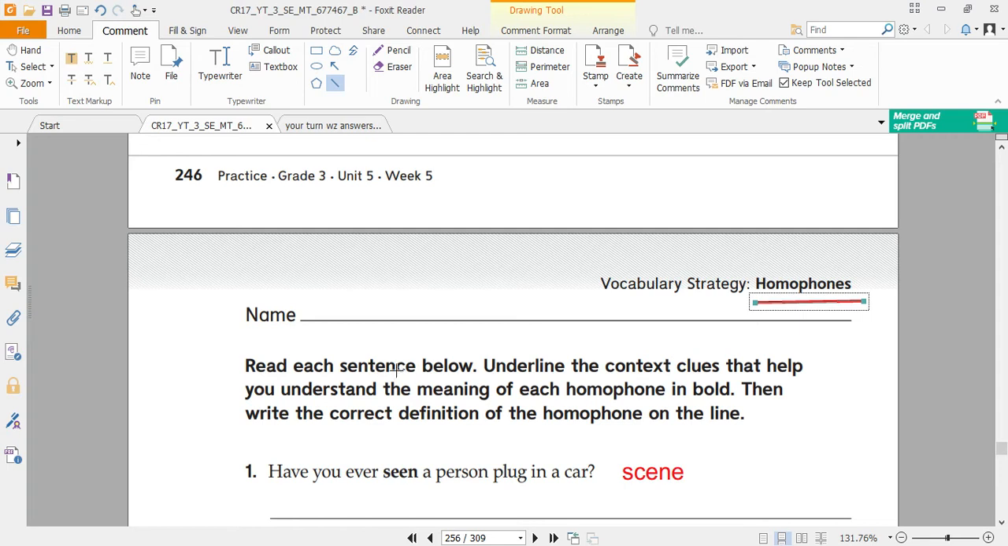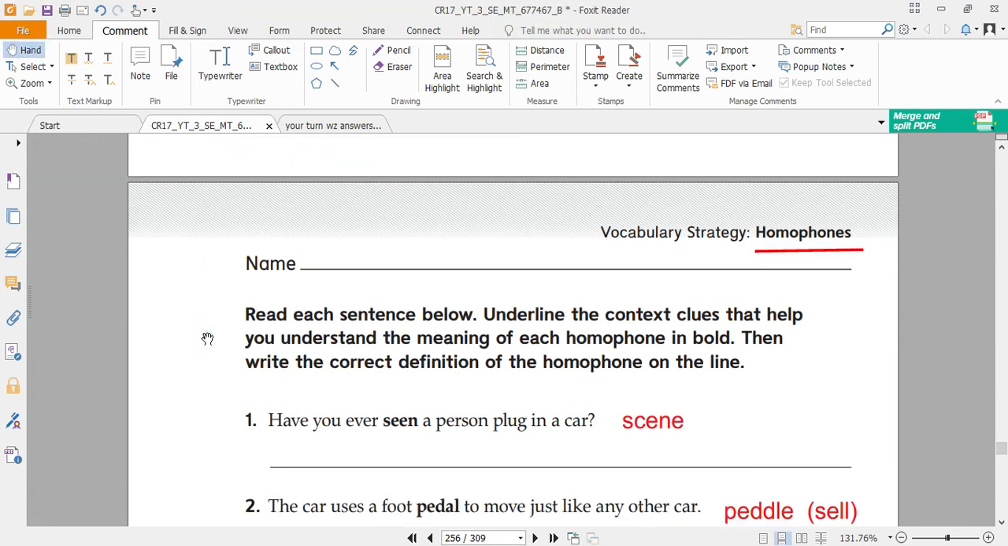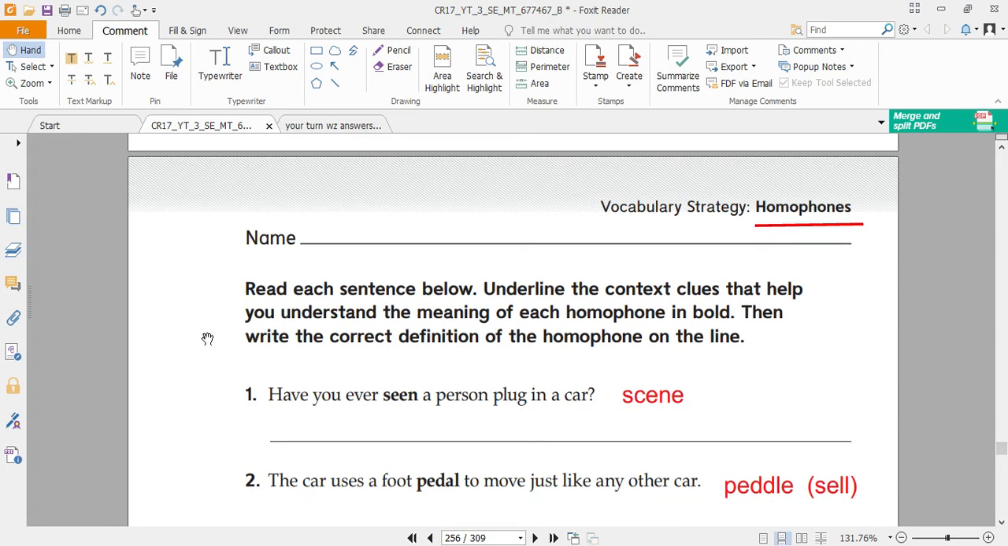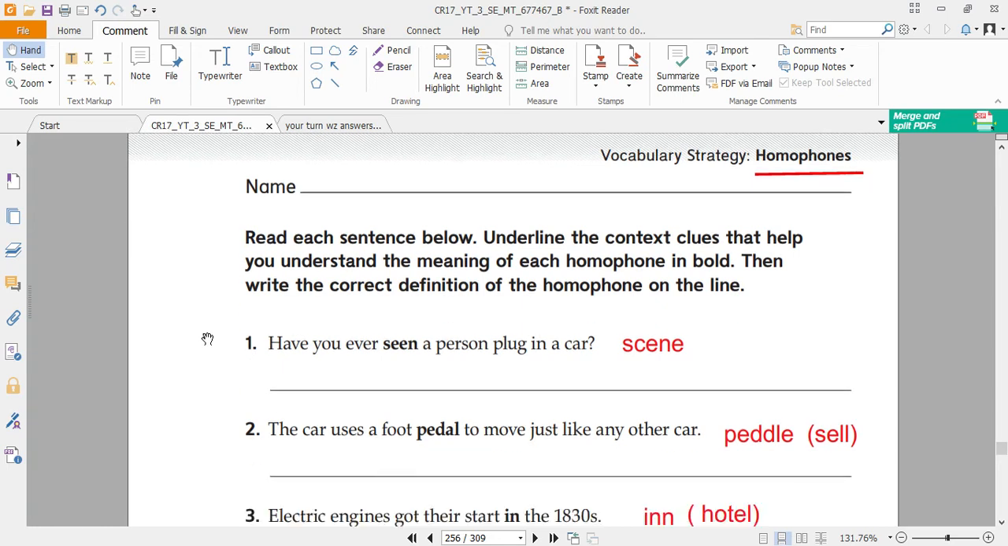Read each sentence below, underline the context clue that helps you understand the meaning of each homophone in bold, then write the correct definition of the homophone on the line. So let's read the sentences, and you have to find out the meaning for each homophone written in bold. Then you underline the context clue that helps you understand the meaning.